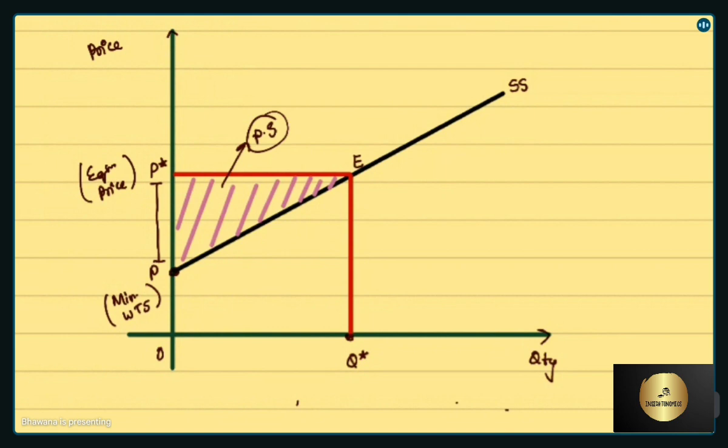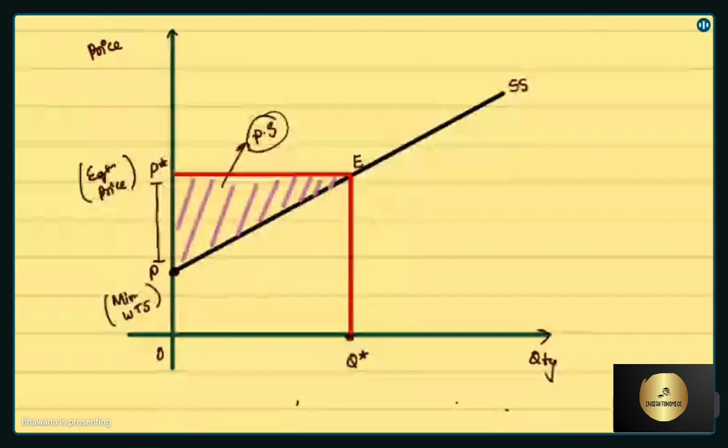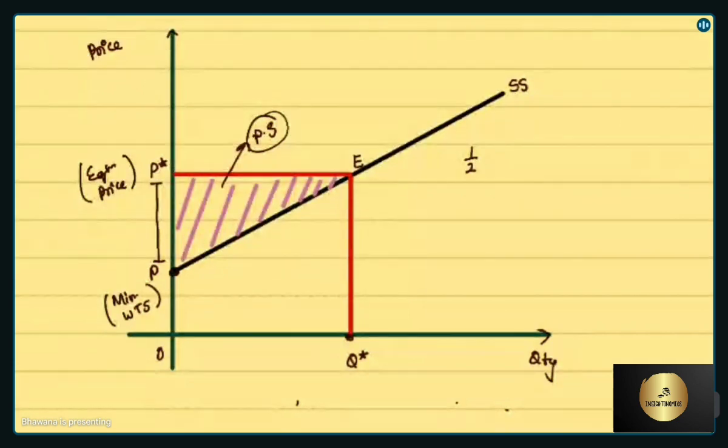In case of linear functions, in this case it is a right angle triangle. So how to find the area of a right angle triangle? The formula is 1 by 2 base into height. So this is the base, P star E, and this P star P is the height. When you know their values, you can put them in.